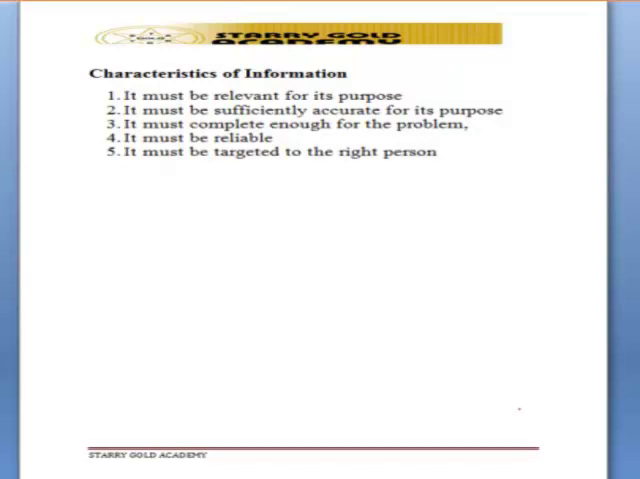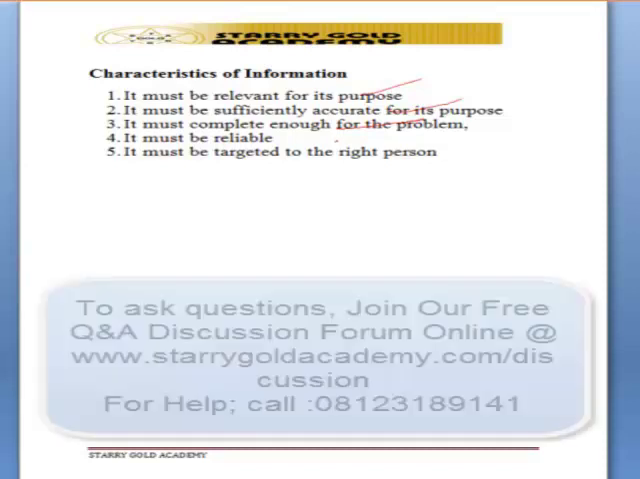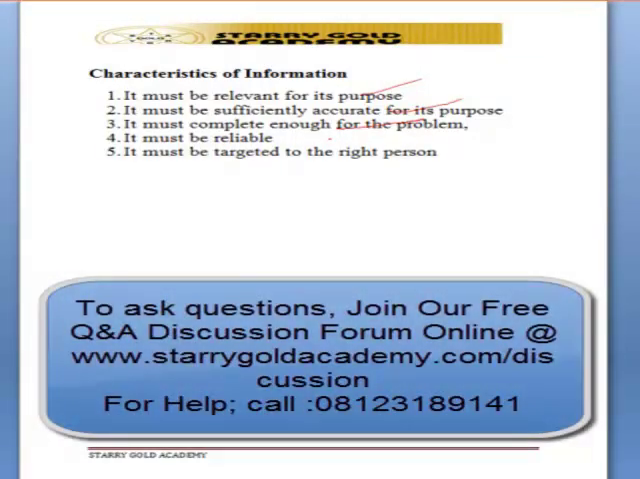So it's one thing to generate information, it's another thing for it to be good, because if the information is not good, it will definitely affect the decision we want to make. So 1, it must be relevant to its purpose. The information we are going to generate must be relevant to the purpose we want to use it for. It must be sufficiently accurate for its purpose, that is accuracy. Then it must be complete enough for the problems. That is what we call completeness. The information we generate, we may want to use it to solve a particular problem or to take a particular action, and if the information is not complete, there is nothing we can do.